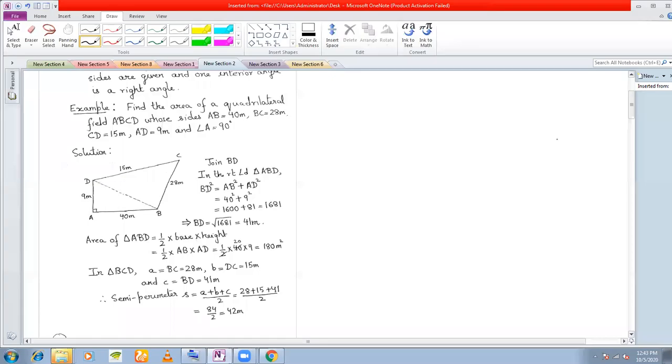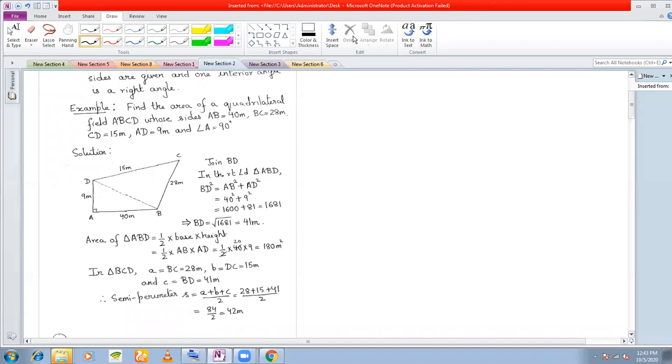When we're talking about special quadrilaterals, we mean parallelograms, rectangles, squares, and rhombus. That is what we are talking about as special quadrilaterals. But these quadrilaterals are general quadrilaterals. They're not special types. They don't have any standard properties as such.